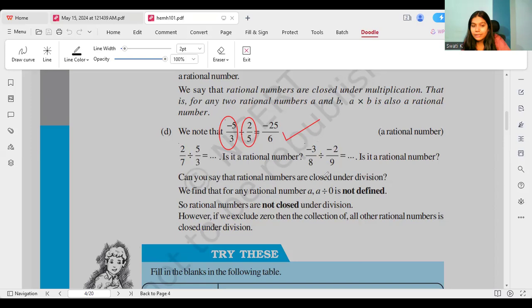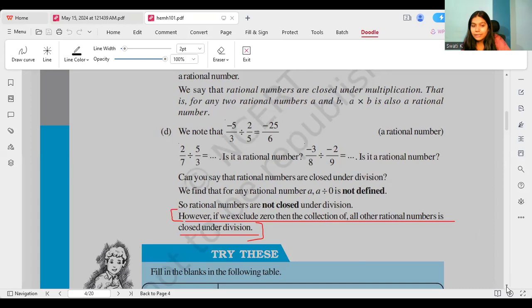But with an exception. What is the exception? The exception is that we find that for any rational number a divided by 0, that is wrong. Because you know, there is a definition of p by q where q should not be equal to 0. So that is why we cannot write down the denominator as 0. That is an exception. Otherwise, it is satisfying. So it is written here: however, if we exclude 0, then the collection of all the rational numbers is closed under division. So you can say yes, except 0.